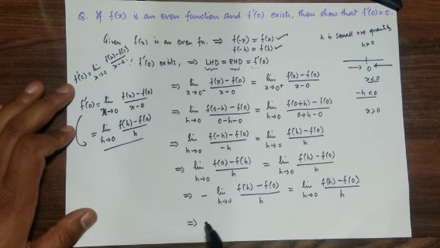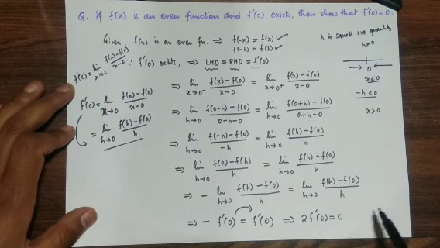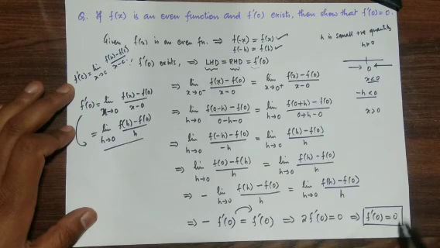So instead of this, I can write minus f dash of 0, which is equal to this also, f dash of 0. When it goes to that side, I'll get 2 times f dash of 0 equals 0, right? Which in turn gives me f dash of 0 is equal to 0. So this is what we wanted to prove. So pause the video to note down.